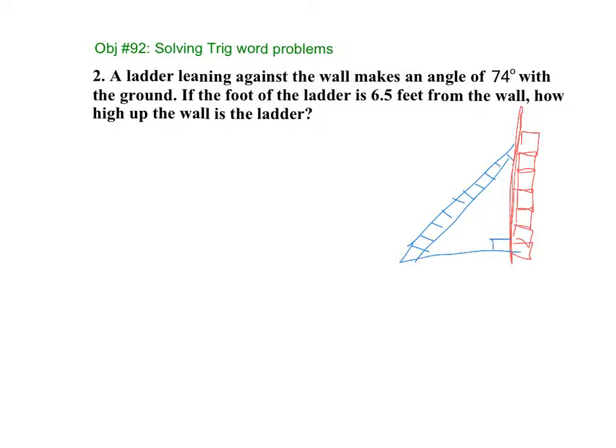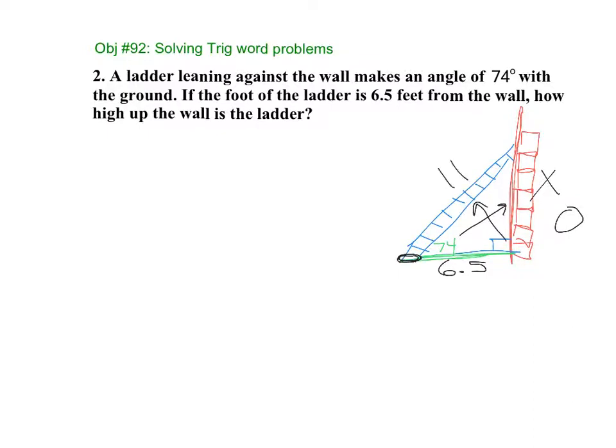There's my right angle. A ladder leaning up against the wall makes an angle of 74 degrees with the ground. So this is our ground, and the 74 goes down here. The foot of the ladder is 6.5 feet from the wall. How high up the wall? So that's our picture. This is a really straightforward picture, and by drawing it more accurately, it's easier to label it. So this is our opposite.